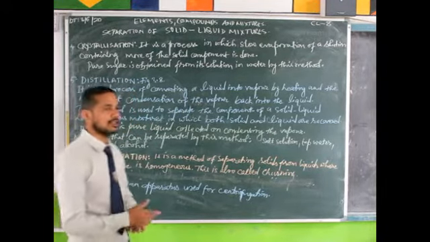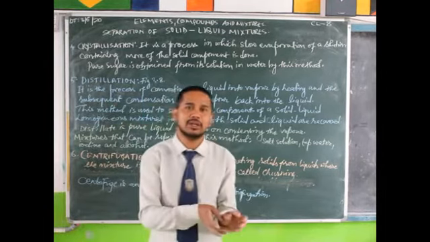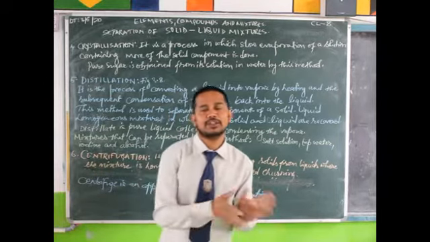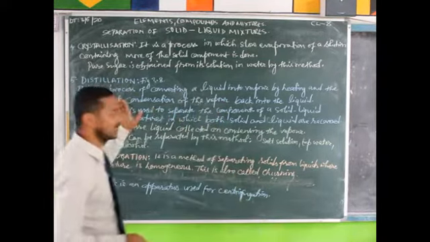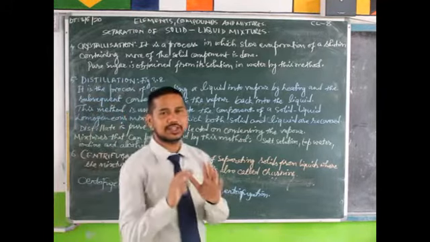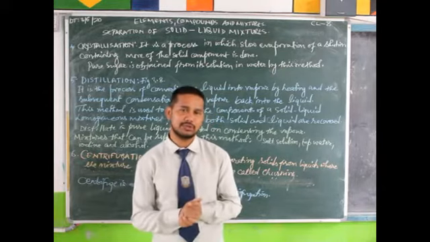Say, for example, a sugar solution is given to you. If you use evaporation, you will get sugar only. Water will escape out. But if you want to get sugar and water both, then you have to use distillation. For that, you will take a round bottom flask, and in that round bottom flask you will put this sugar solution.